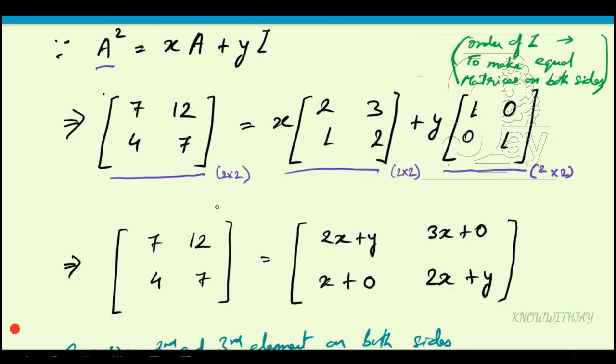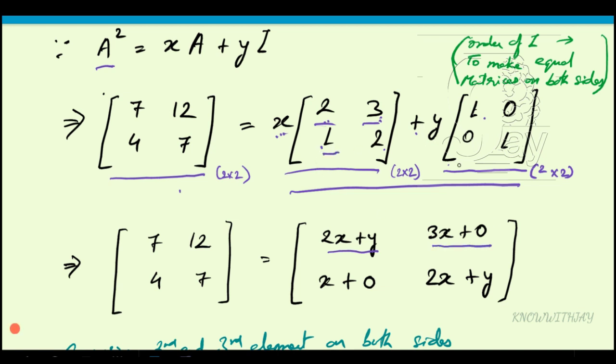Now if we want to equate the left hand side with the right hand side, the whole right hand side matrix should be represented with the help of a single matrix. Now if we add, x is being multiplied with each of the elements, so this is 2x, 3x, 1x and 2x. So 2x plus y is the first element of the final matrix, and 3x plus y into 0 is 0, so 3x plus 0.